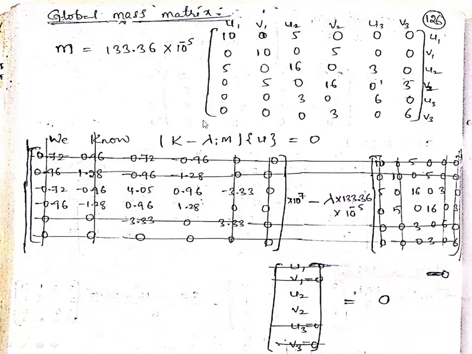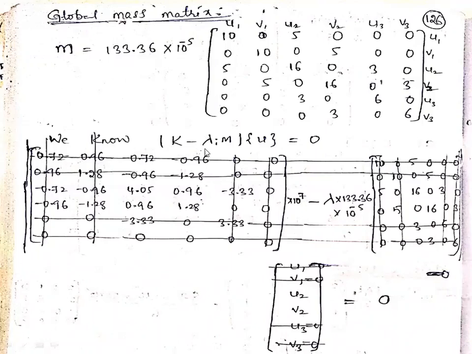So at this point of time, we know the global stiffness matrix, we know the global mass matrix, but we don't know what the lambda is, and we don't know the displacement matrix. Now let us focus on finding the lambda values, because this is the governing equation for the free vibration undamped dynamic analysis problem. Here the problem is a truss having two different elements, and we calculated the global stiffness matrix and global mass matrix.